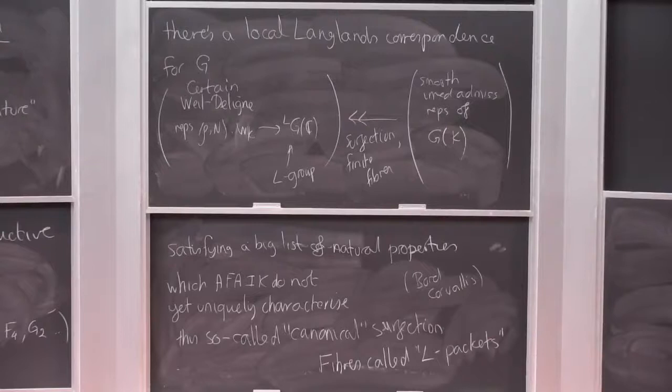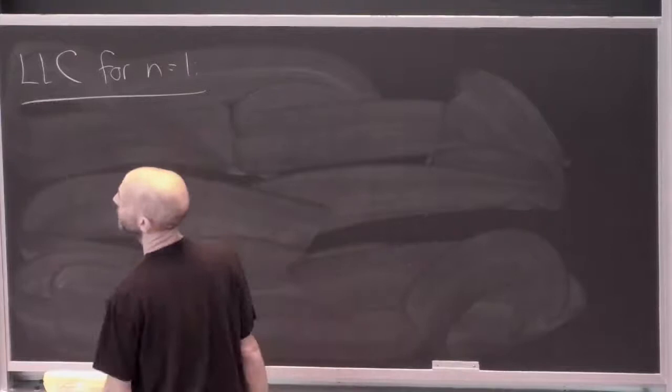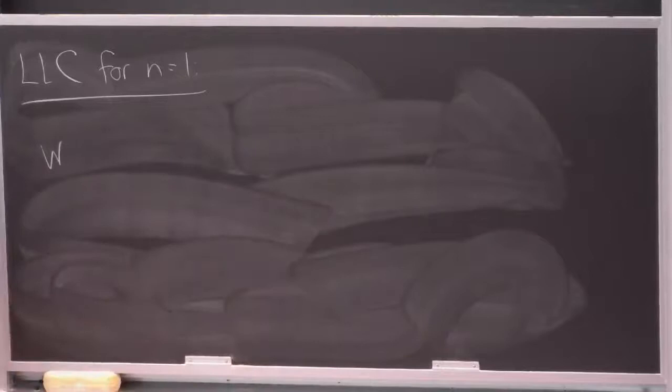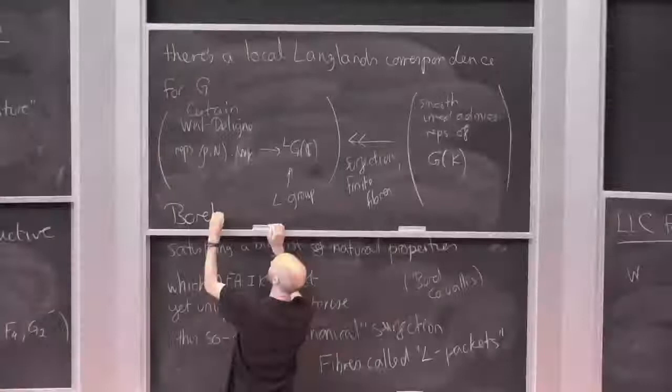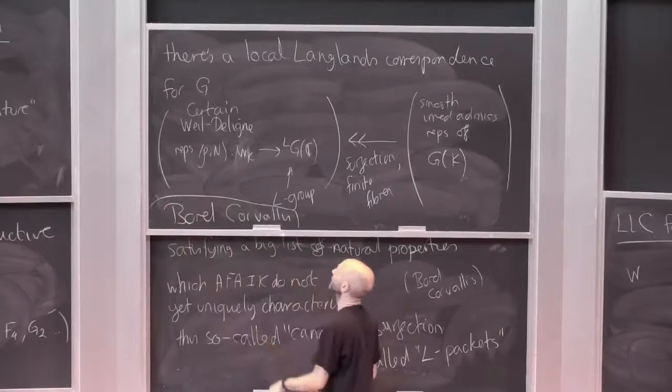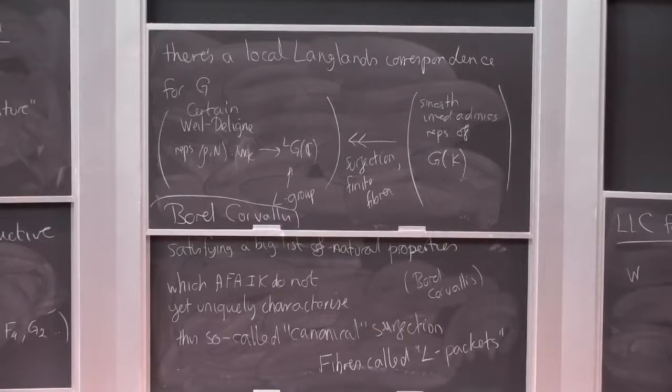Right, so let me just knock off this case n equals 1. Let's do the local Langlands correspondence for n equals 1. This is supposed to say I've got some Weil-Deligne representation. Oh, I guess these have to be Frobenius semi-simple. If you really want to see the state, I would thoroughly recommend this Borel in Corvallis, because there are real thorny issues in saying exactly what we need. For GLN, these things are just not there. That's why I'm keen to stick to GLN.